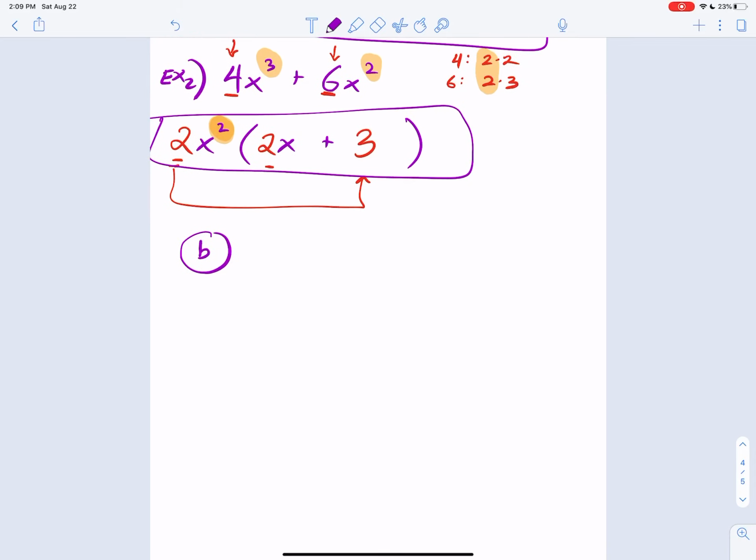Go ahead and let's try this one here. Let's do 5x to the 7th plus 30x to the 4th power. Okay? You could do this one on your own. Go ahead and pause and play whenever you're ready.